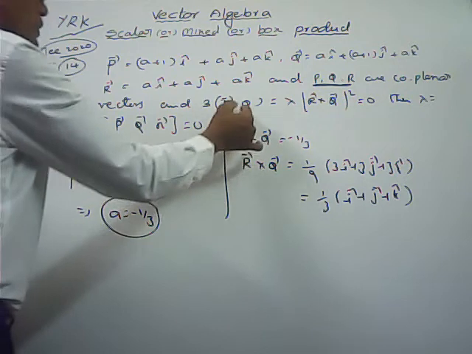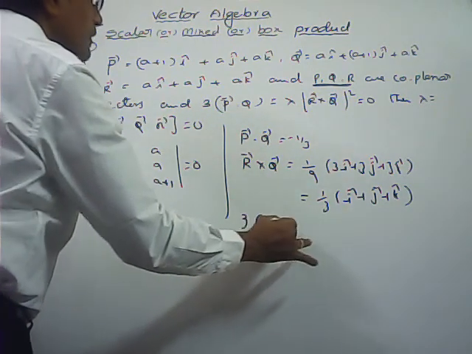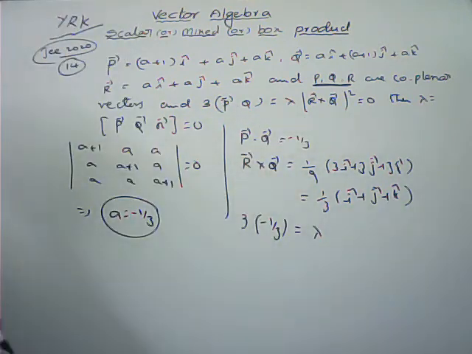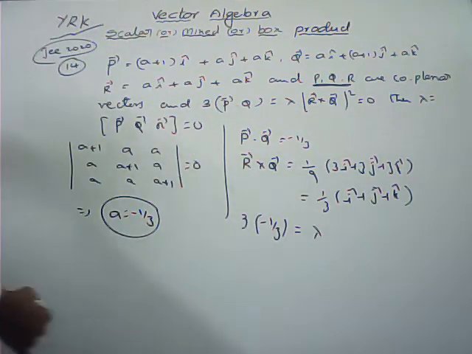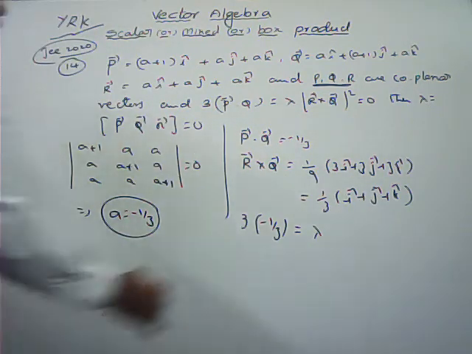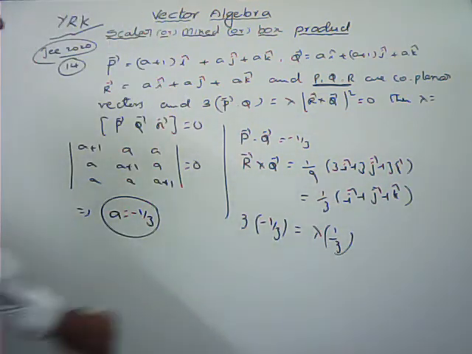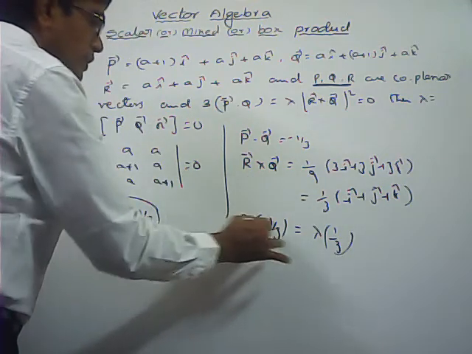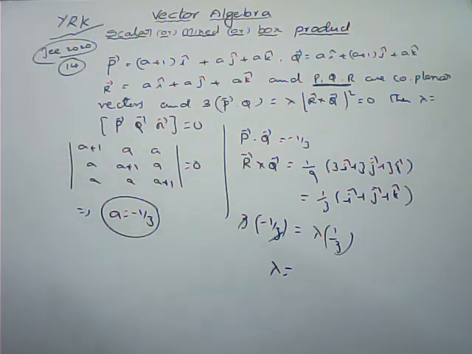Now substitute in that: 3 into P bar dot Q bar, that is minus 1 by 3, is equal to lambda into the modulus of this one. Modulus of this is root 3 by 3, that is 1 by root 3, 1 by root 3 whole square, 1 by 3 only. Here these two get cancelled. Lambda is equal to how much are we getting here?